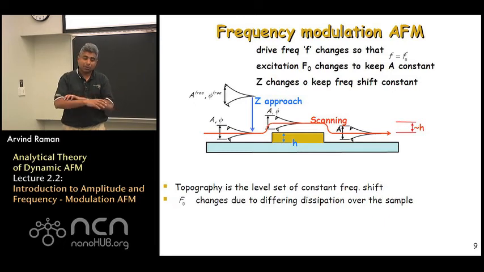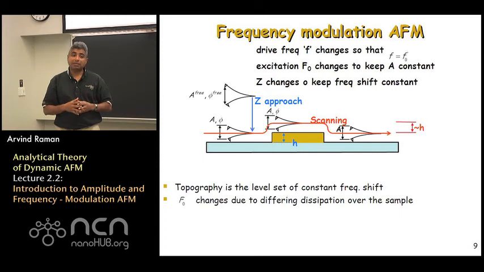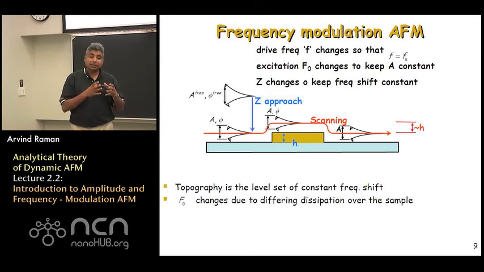And so one then changes the Z in order to keep the frequency shift constant. Again, the details are provided in the appendix, but the Z then changes up and down to keep the frequency shift constant. And remember, the frequency shift is related to the gradient of the tip sample interaction forces. And so when one takes an image with frequency modulated AFM, it's basically a level set of heights above the sample where the gradient of the tip sample interaction forces is constant.